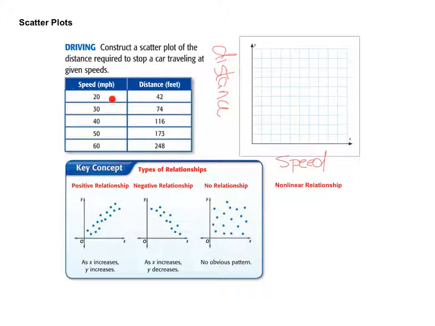We notice here these are counting by tens, right? So we can probably do the same thing. I'm going to skip some lines to make it easier to read. So I'm going to make 20 there, then 40, 60, 80, 100. My y-axis, I need to go to almost 250. There are 10 lines here, so I'm going to count by 25s.